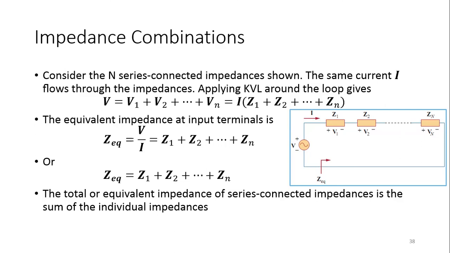So, impedance combination. If we consider a number of impedances connected in series, then the voltage of the supply would be equal to the sum of all the voltages, the voltage drops across all the elements V1, V2 up to Vn. Because all these are series elements, the current would be the same and the impedances would be added, and this way we can say that the equivalent impedance is the sum of all the impedances in phasor domain as well.